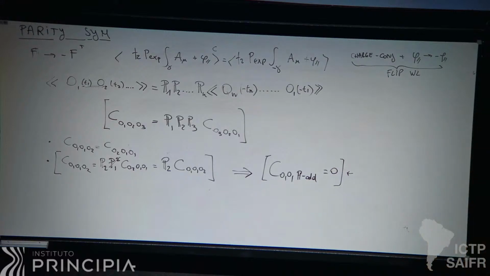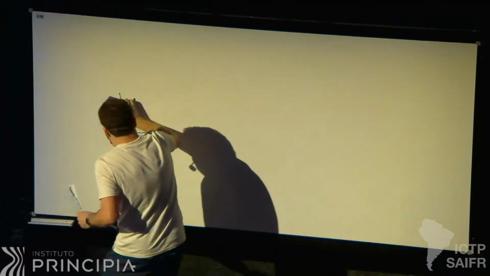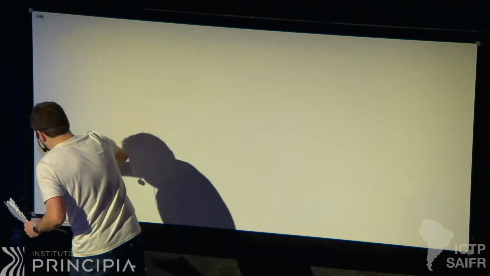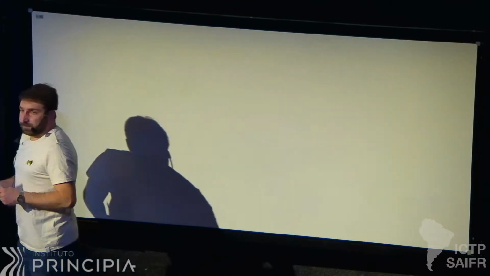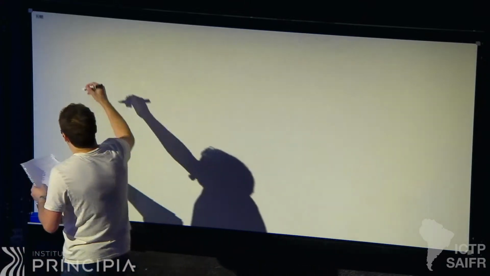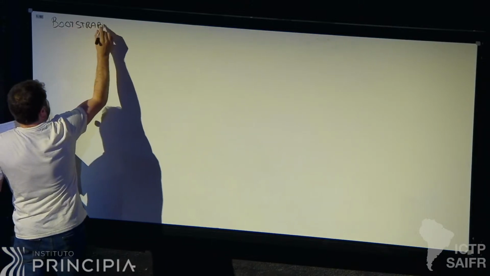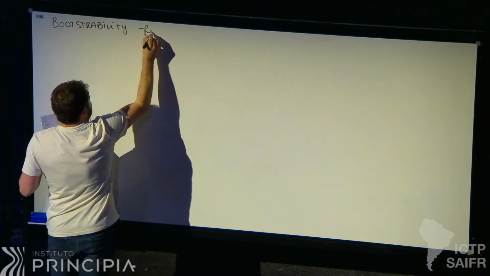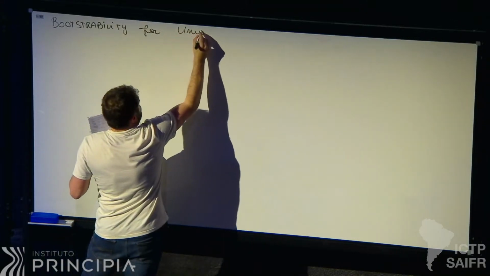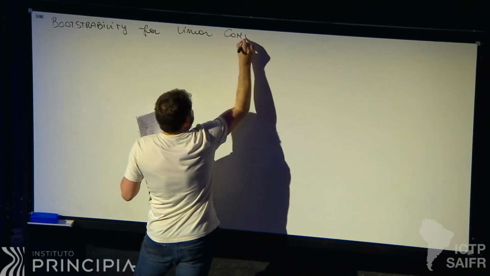Okay, so the last thing I want to mention, since maybe it was Kolya that advertised it yesterday, is about constraining, instead of a single OP coefficient, a combination of them. So we call it bootstrapability for linear combinations.